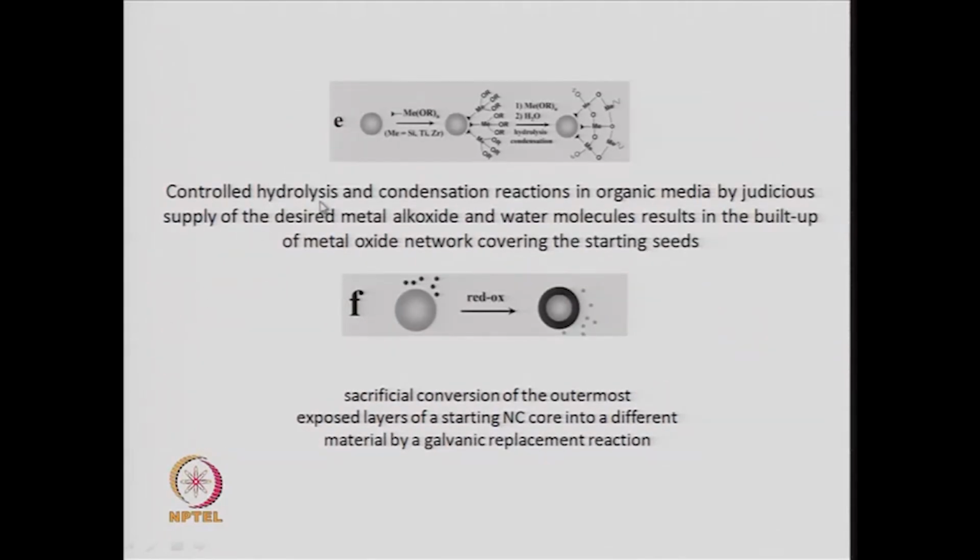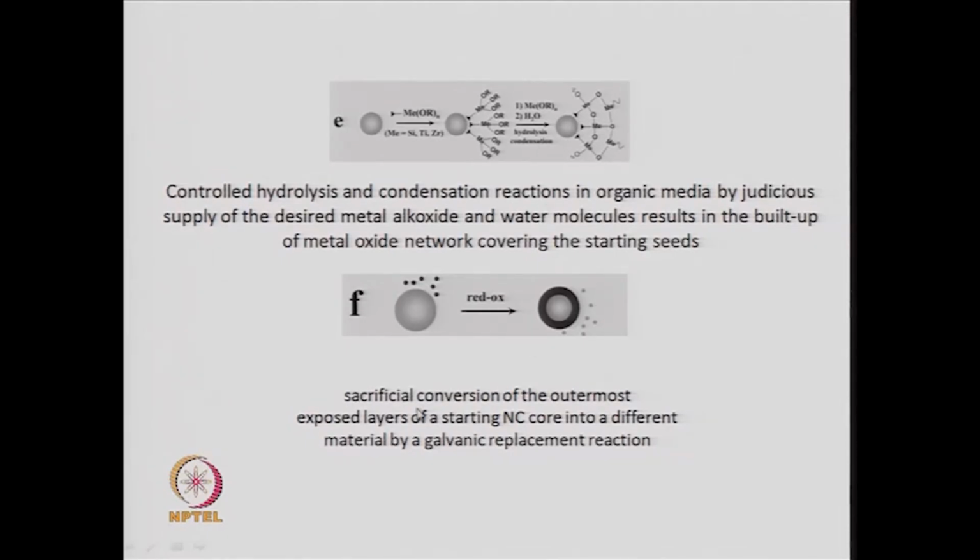Now, this is another process by which you can get core-shell structure. It is a controlled hydrolysis and condensation reaction in organic medium. So, you supply a metal alkoxide, it can be silicon alkoxide or titanium or zirconium, and you have a core particle, and then you build this kind of structure on top of the core, and then you have hydrolysis and then condensation, and then you get this kind of shell formed on top of it. So, this is one mechanism.